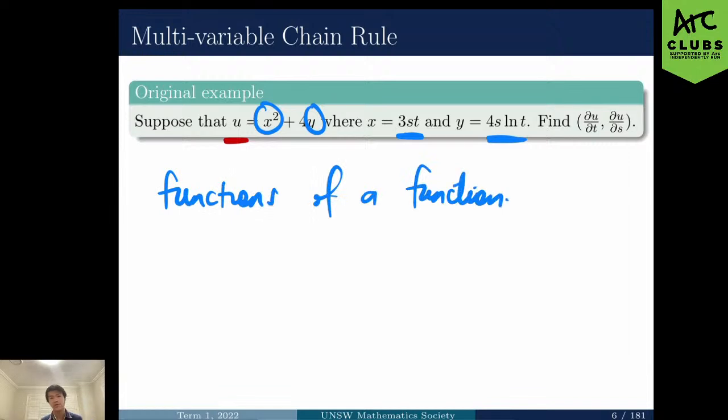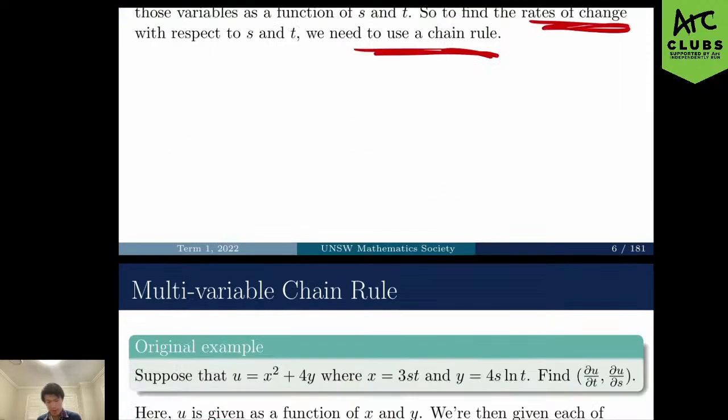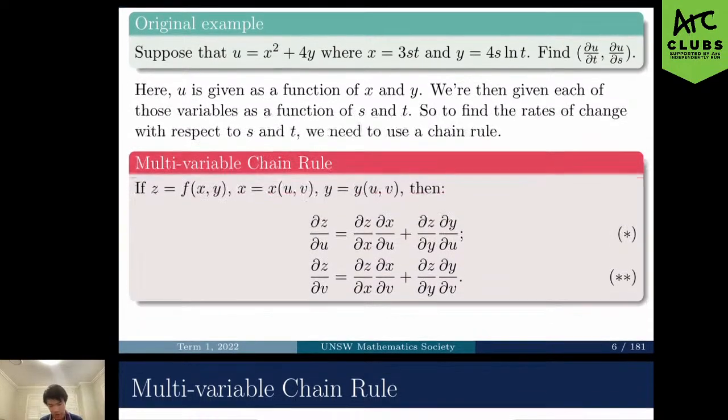And just like we have a chain rule in the first with one variable, we have a chain rule with multiple variables. Right, so we've got u equals x squared plus 4y, and both of these depend on two other variables, s and t. Right, so to find the rates of change, exactly as I just said, we need to use a chain rule. Okay, so this is a chain rule. It looks a bit confusing at first, but it actually makes perfect sense if we think about it.